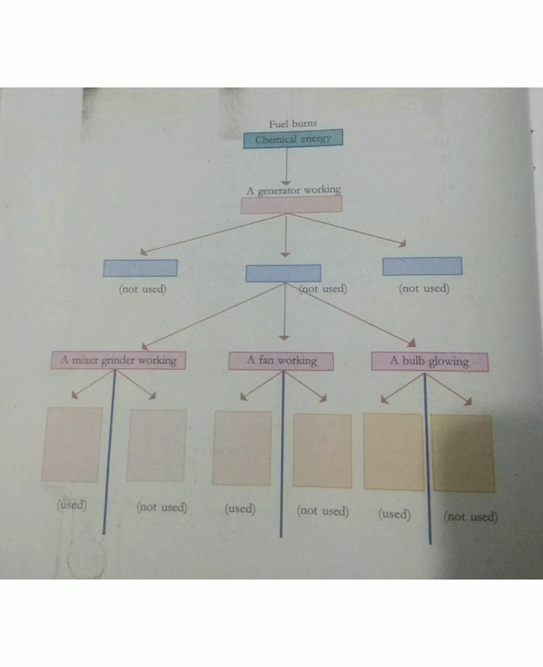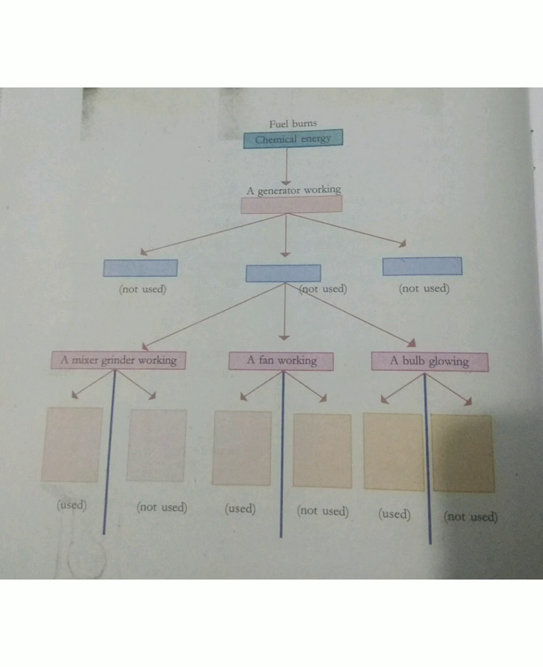By using the electric energy, 3 equipments are working: a mixie, a fan and a bulb. Do you see? A mixer grinder is working, a fan is working, a bulb is glowing. When a mixie is working, mechanical energy is produced and it is used to grind objects. That is used. But along with mechanical energy, sound energy is produced, which is not used.